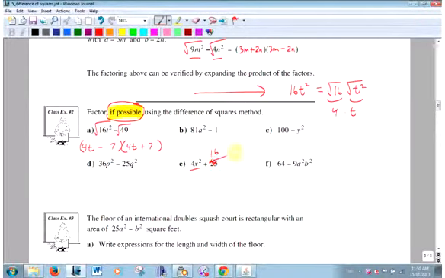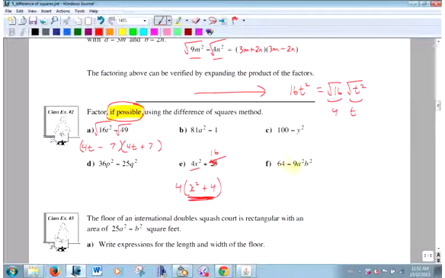This might be on your quiz. I could take a 4 out of here and here, couldn't I? X squared plus 4. There. I factored it. I took out the greatest common factor. Just because it's not a difference of squares doesn't mean you can't factor it. But that's all I can do. This isn't a difference of squares. I can't do anything else.